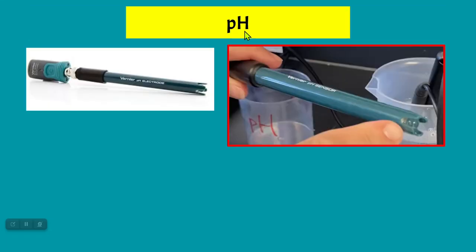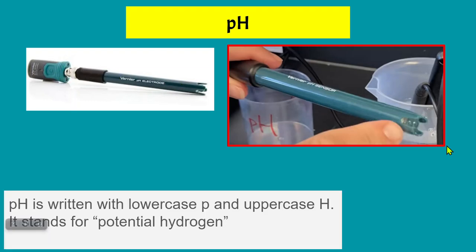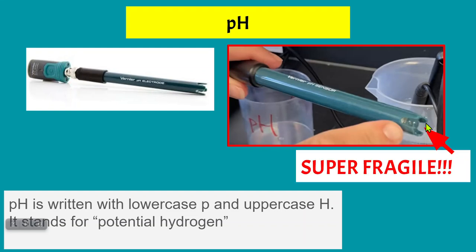We're going to measure pH. pH measures the acidity of our ecosystem. So the pH probe looks a lot like this one. Please be careful with the pH probe. The pH probe is super, super fragile.